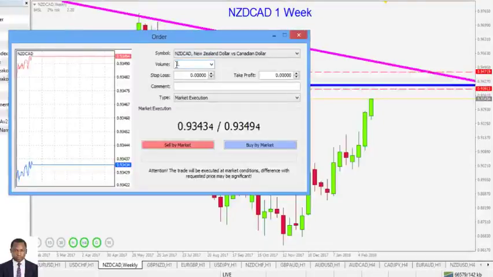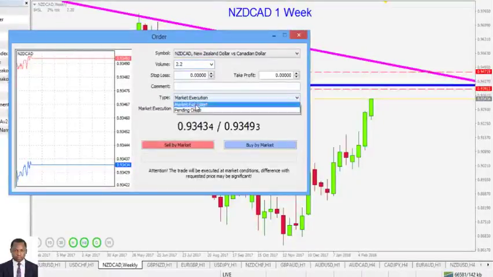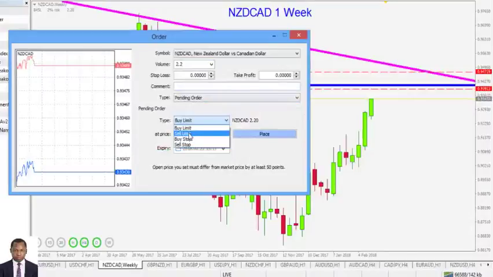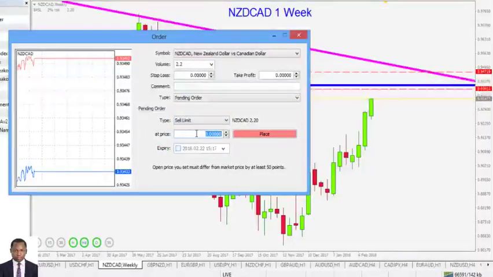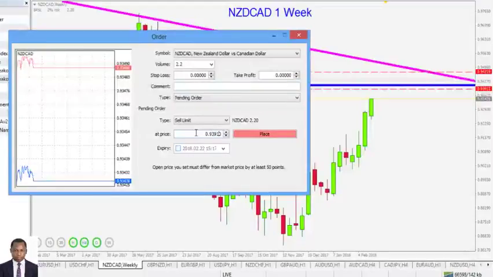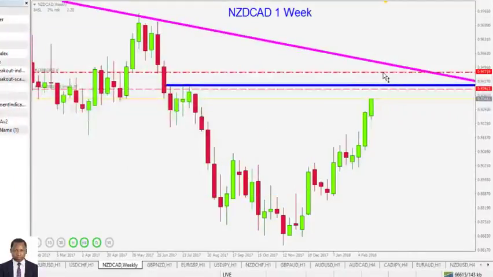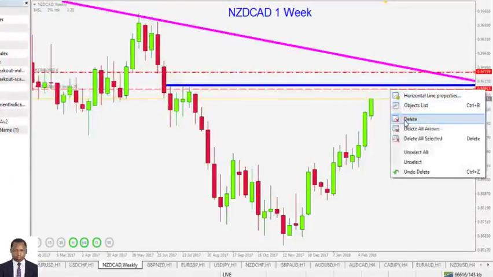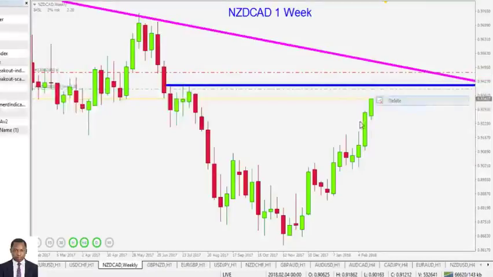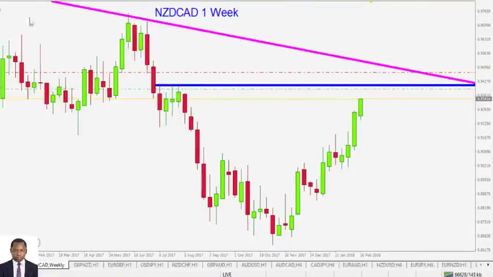It's a 0.2 lot size pending order, a sell limit order at the 0.9391 level, with the stop loss at the 0.9471 level. Okay, placing that order. In one of my aggressive trades, it was hit at break even. Some of my accounts scored that as a loss.